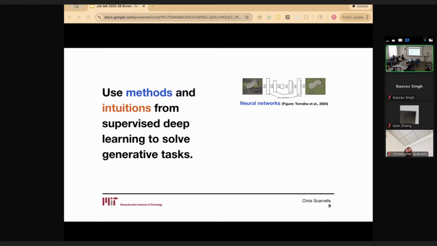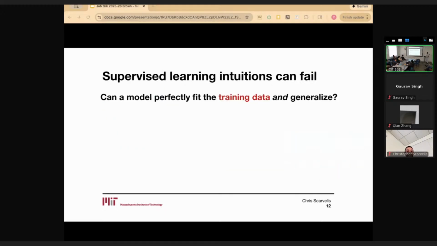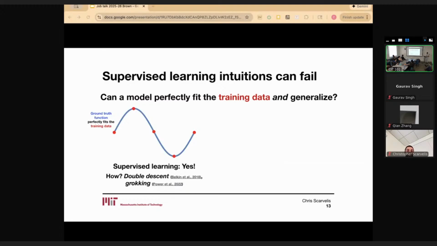This includes neural architectures like U-nets and transformers. It includes training procedures like gradient descent. But it also includes a large body of intuitions about how to solve supervised learning problems via deep learning. These intuitions reflect best practices that we mostly take for granted nowadays. But there's one intuition in particular that fails badly if we try to apply it to generative modeling.